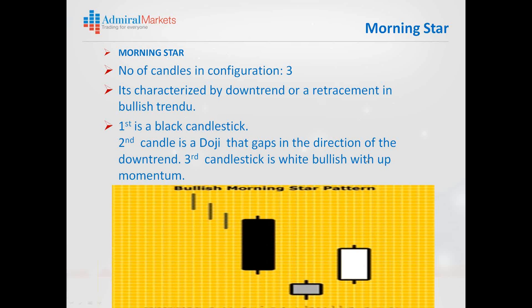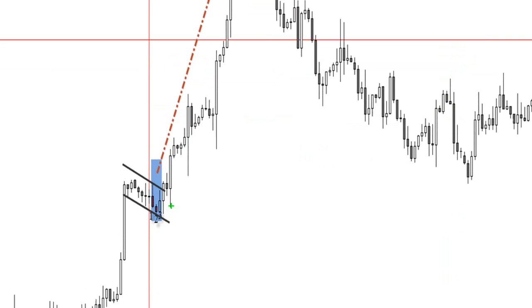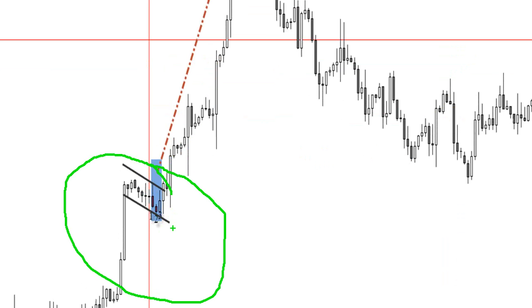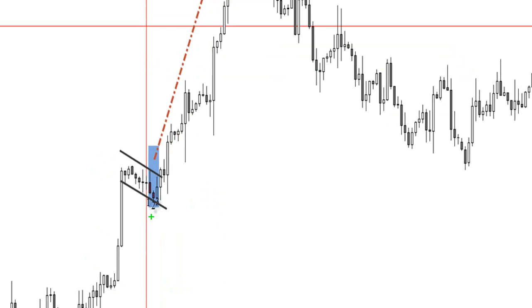Chris, please show us the next slide. This is it, guys. Flag, bullish flag. You see, the first candle, a black candle, is close to support, to the lower trend line of this flag formation. First candle goes down, second candle is rejected from this support and has a lower low than the first candle, and the third candle just spikes above the second candle, and it has a close above the second candle.